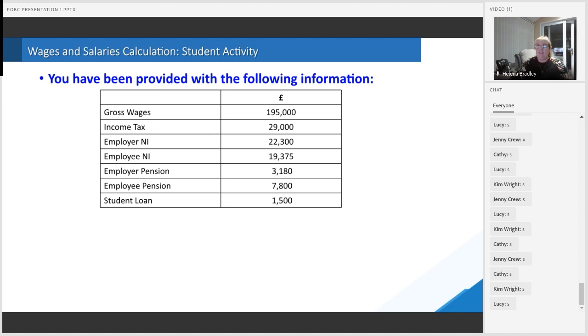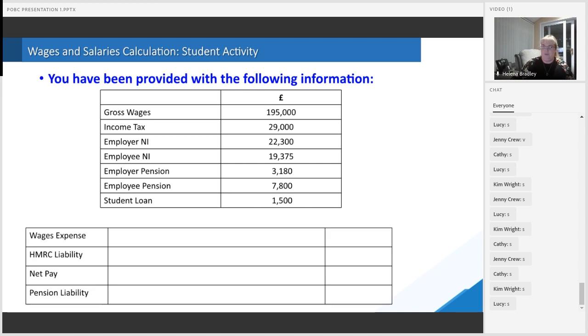Okay. So we've been given some information. It's quite a bit there. We've got gross wages, we've got income tax, we've got both the NIs, both the pensions, and we've got a student loan. And I want us to calculate those four headline figures. So what's the wages expense? It's the gross wages plus all employer contributions. So it's the employer NI and the employer pension.